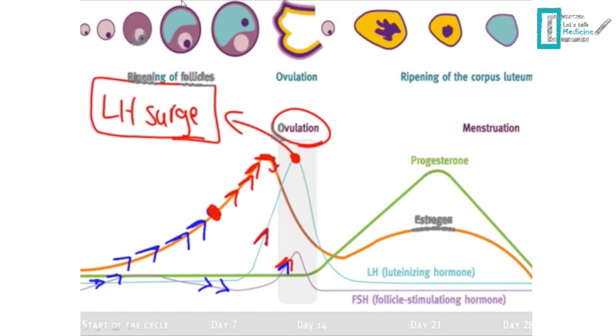That's a very important exam question, okay? What's the event that happens before ovulation, or what's the event that induces ovulation? LH surge, okay? However, there is a very important rule for LH surge to happen. We need the estrogen to peak and start to go down. If it doesn't peak and keeps on going up, no LH surge. No LH surge, no ovulation.